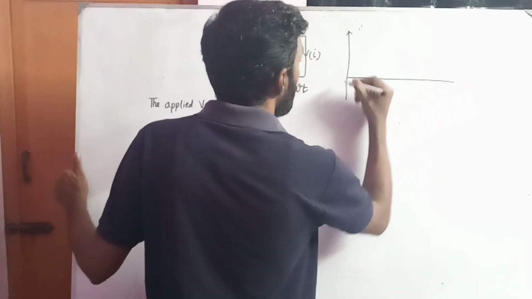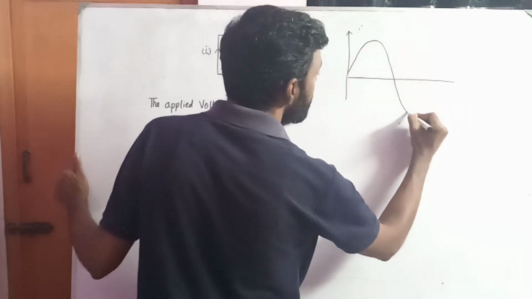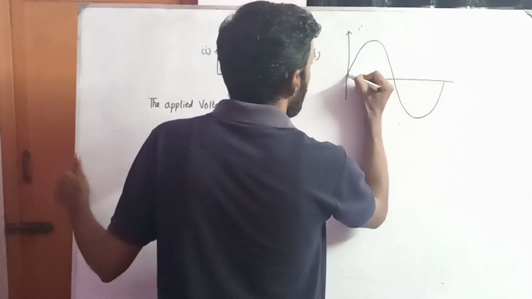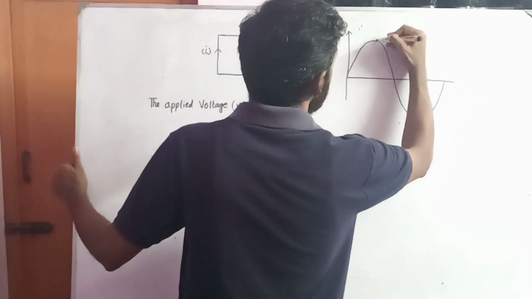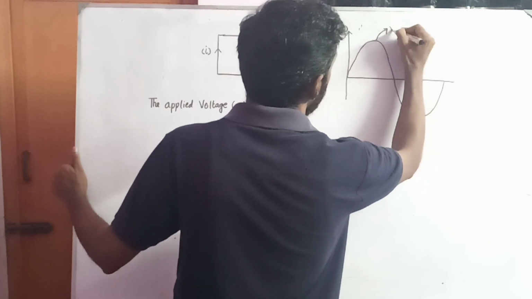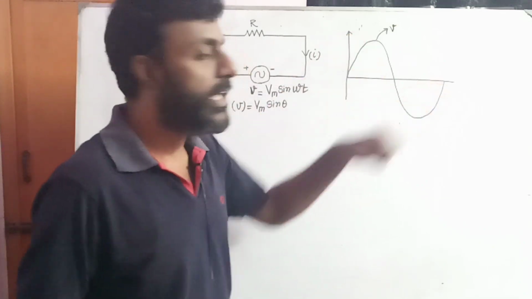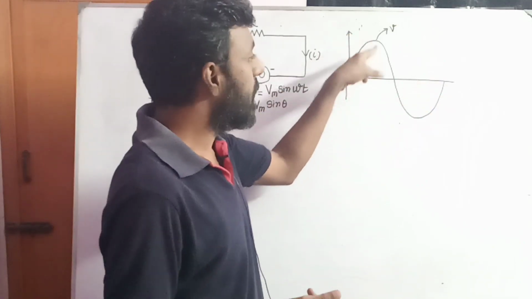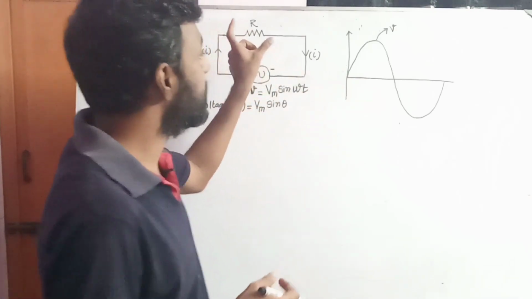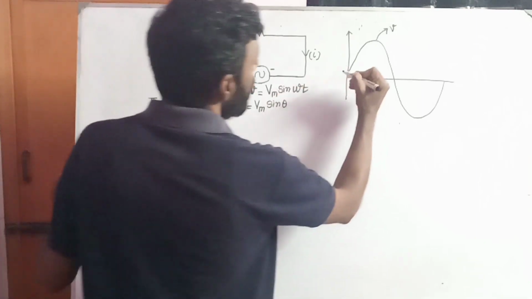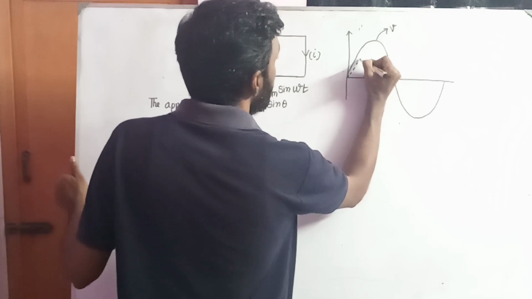Here, this is a complete 360 degree wave, and this is called the voltage. Let us assume that this is the voltage wave. And how will the current be when you connect only a resistive element in the circuit? If you connect only the resistive element, the current will also be in phase with the voltage.